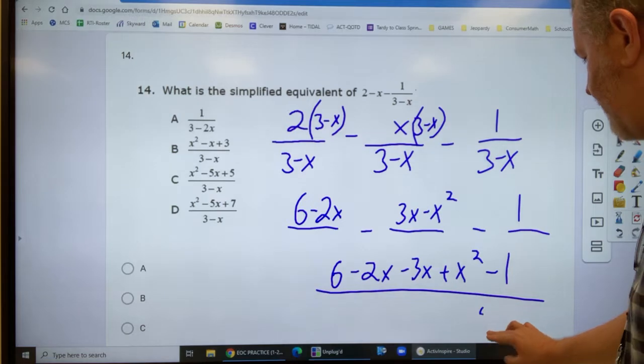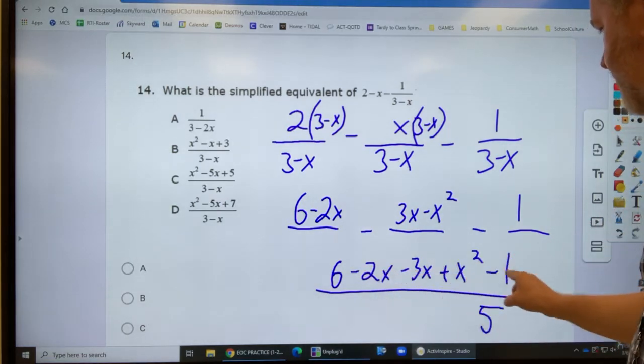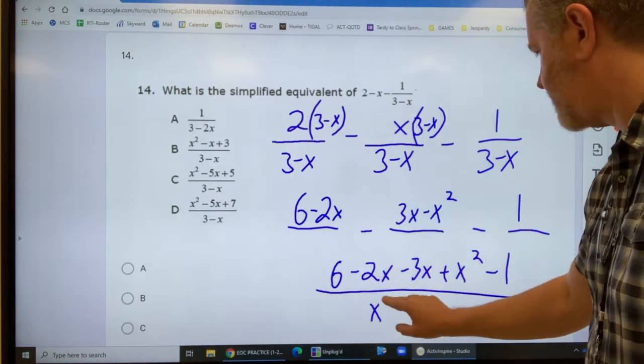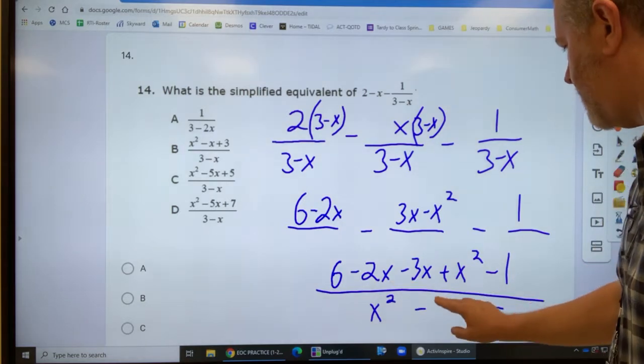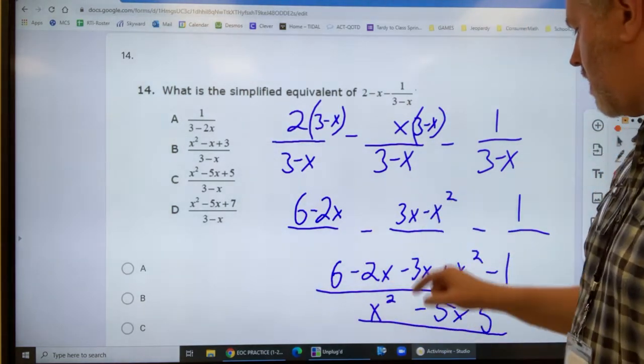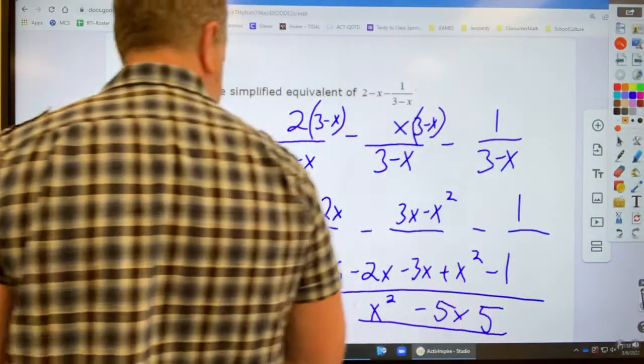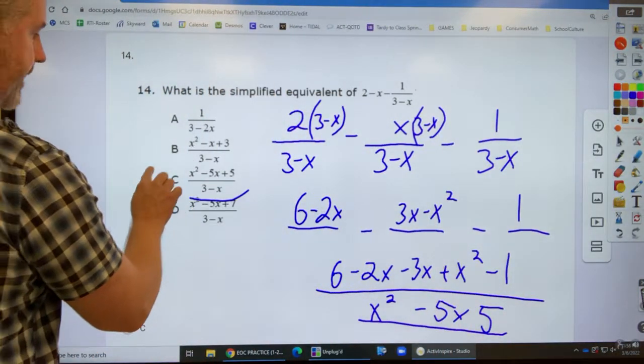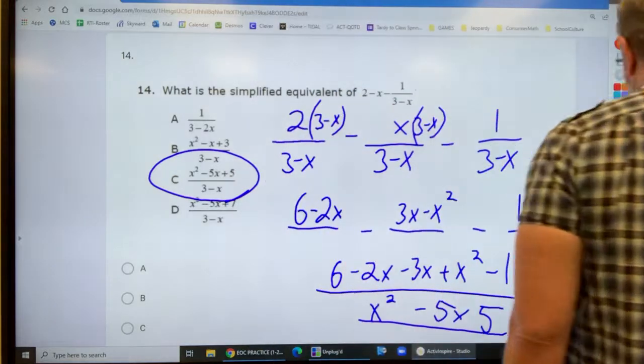I'm going to have a 5 at the end because 6 minus 1 is 5. I'm going to put this x squared at the beginning, and that's going to be minus 5x. Now don't forget, that's over our old denominator. So x squared minus 5x plus 5. There it is. Let's make sure the answer is C.